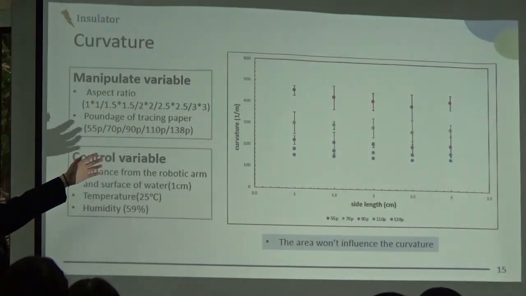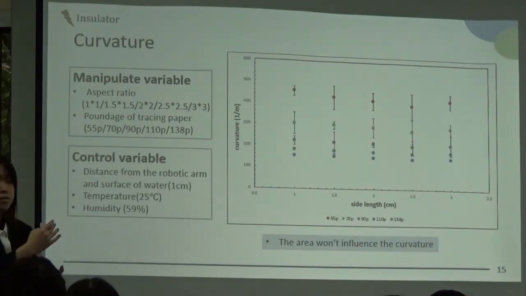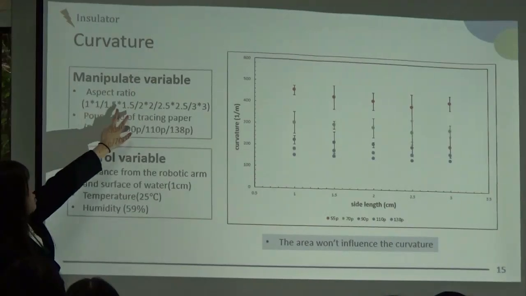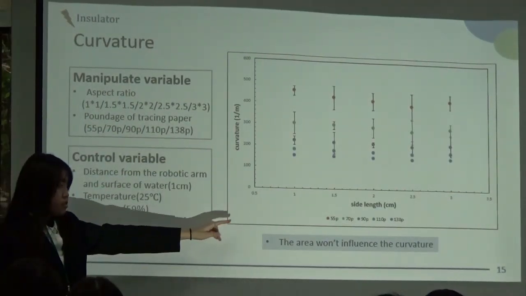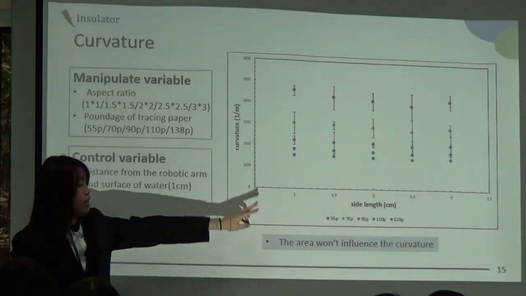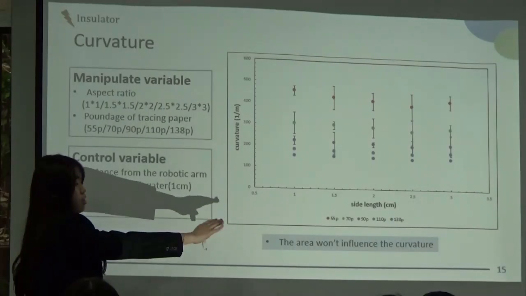And the third experiment we do is that we control the aspect ratio of the tracing paper but use different areas. So we do this manipulated variable, and this is our result. In the graph, you can see that the area will influence the curvature a lot.